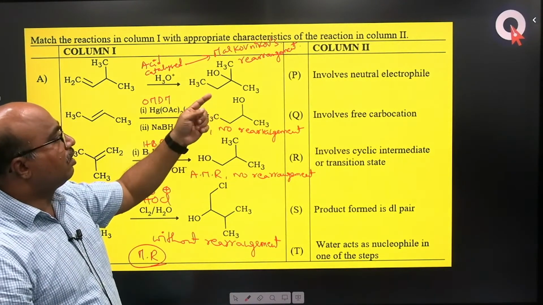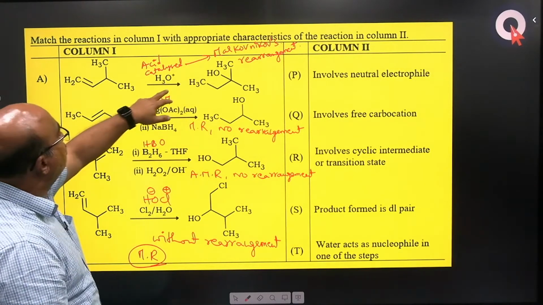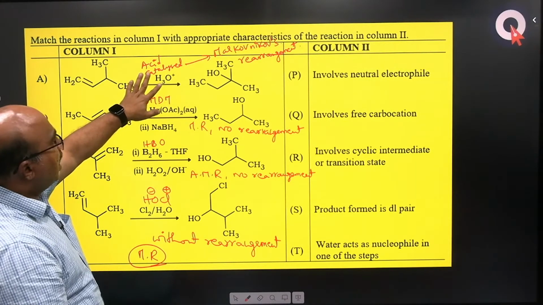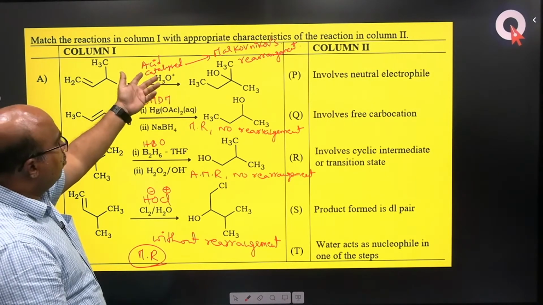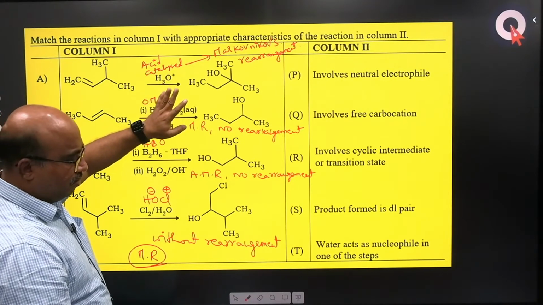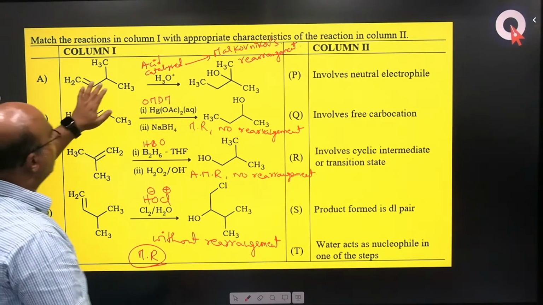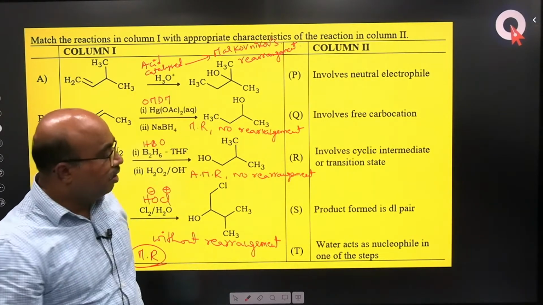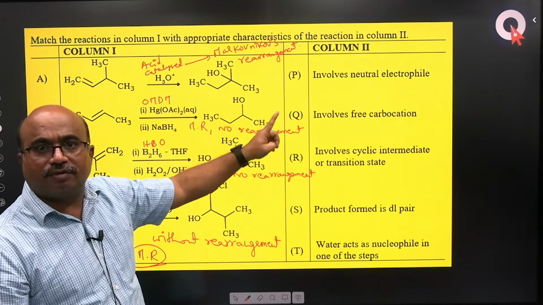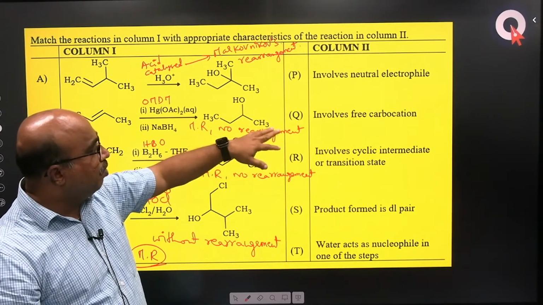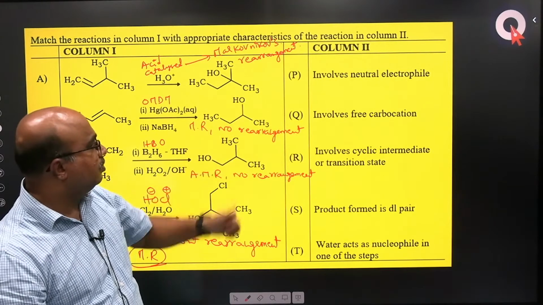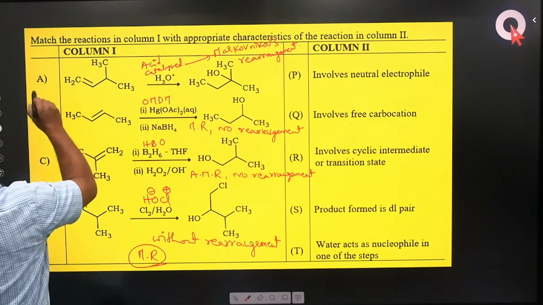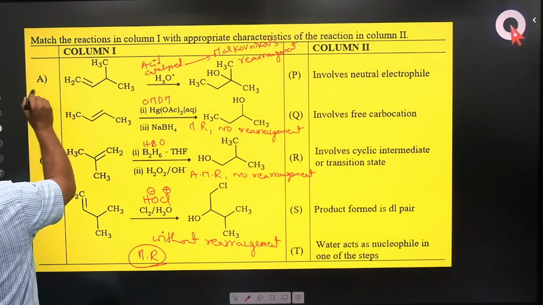It involves a neutral electrophile. So is there any neutral electrophile in this process? No. Because what is your electrophile in this process? It is H plus from the acid. Then water is the nucleophile there. Clear? So P will not come for this. Let us see any other options. First, it won't involve a neutral electrophile. Next, involves free carbocation. Yes. So Q stands for this. So for A, you can say Q, right here.